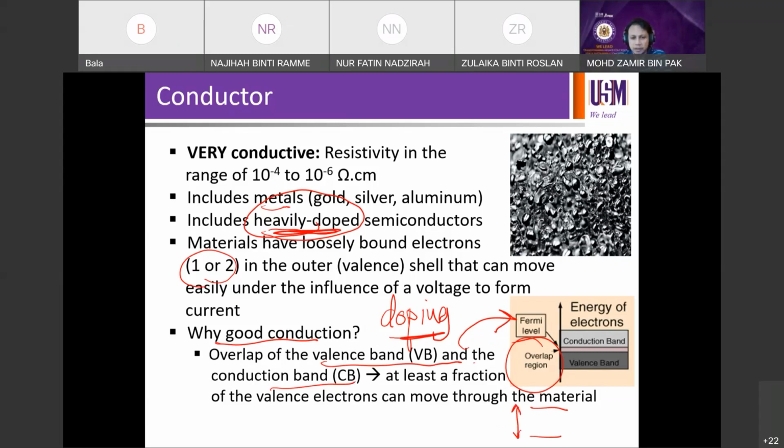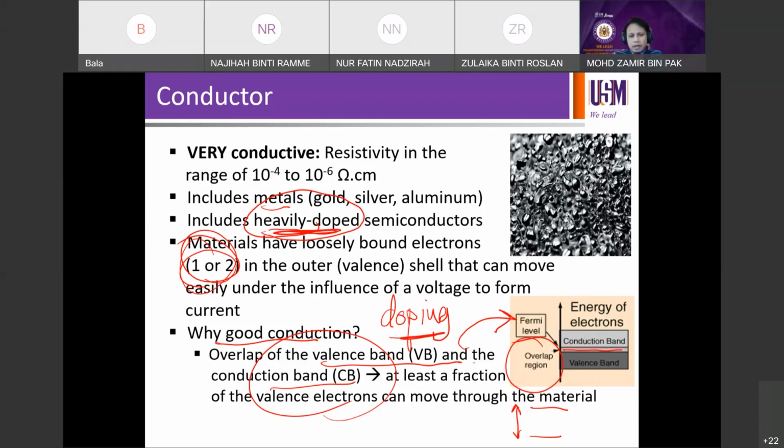But for this particular case, for conductors, they don't have any apparent gap between CB and VB. So they are just an overlap between both. So due to this, at least a fraction of valence electrons can move through the material and conduct electricity, right? So it's a lot easier.